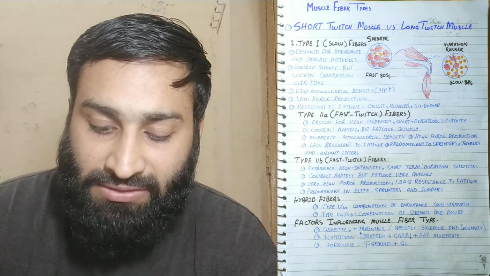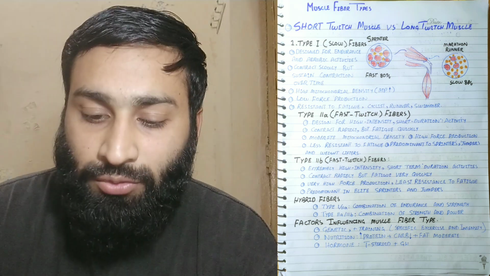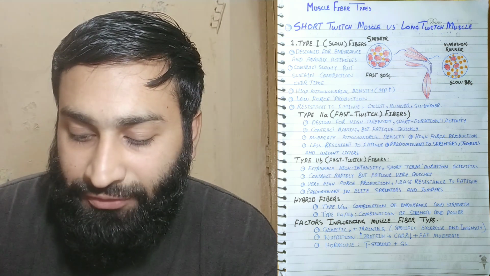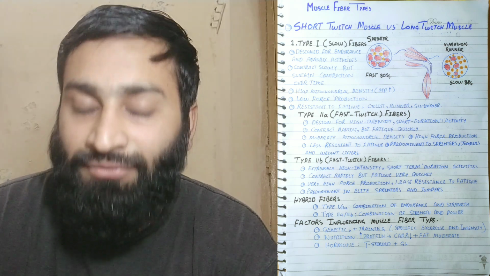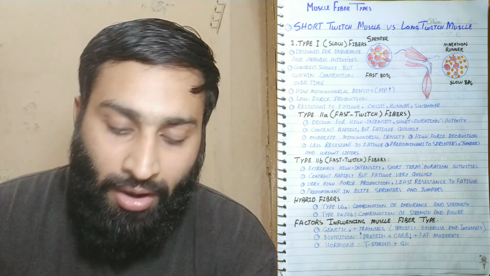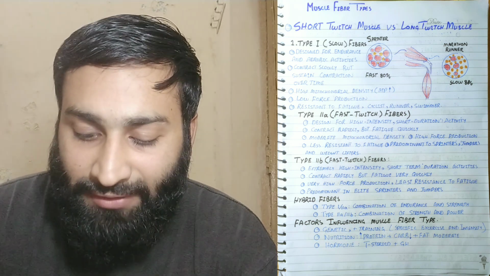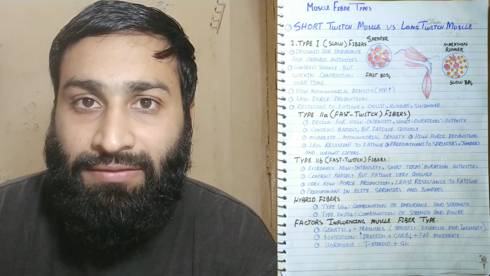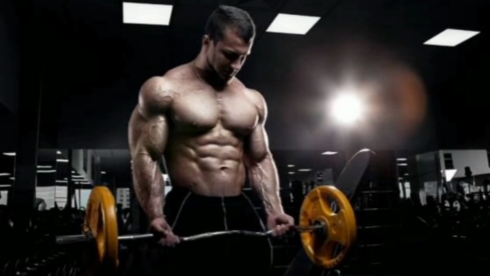It is less resistant to fatigue, remember that, as compared to the type 1 slow twitch muscle. It is predominant in sprinters, jumpers and weightlifters. So remember that. It has fewer mitochondria, but it can increase strength. Why? Because you will work out for a short duration, not like a marathon.